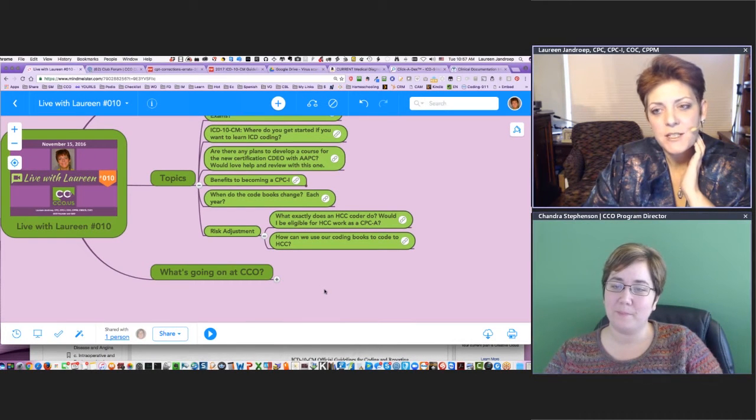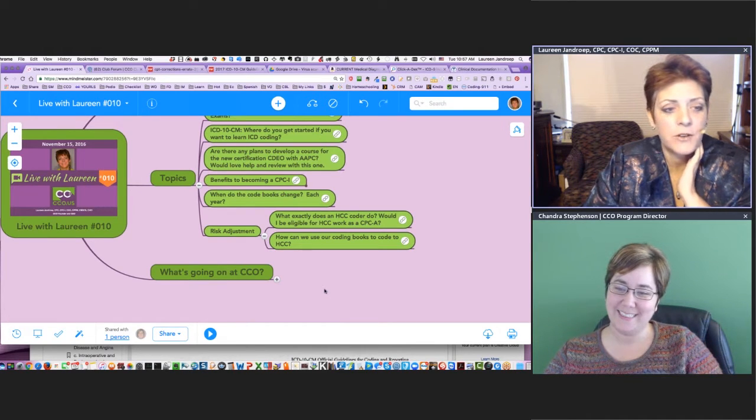So for risk adjustment, I've learned a lot over the years, but I am not a risk adjustment coder, nor am I certified in it, so I'm probably going to rely a lot on Chandra for this part. But what exactly does an HCC coder do, and would I be eligible for HCC work as a CPC-A?